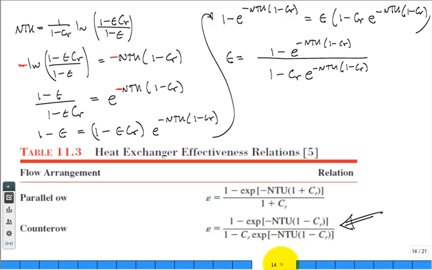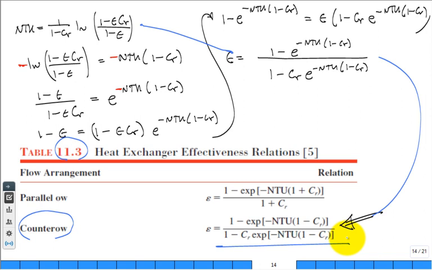You could take that equation and manipulate it and flip it such that you now have effectiveness as a function of the other, NTU. Again, just algebra, and then compare it. Yep, it's the same. So table 11.3 for counterflow, there it is. I didn't say it was pretty, but the hard work is getting those relationships.